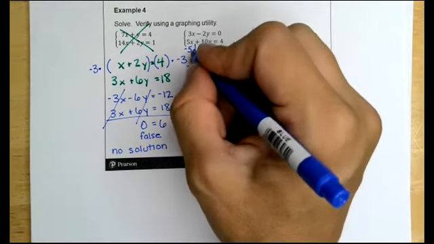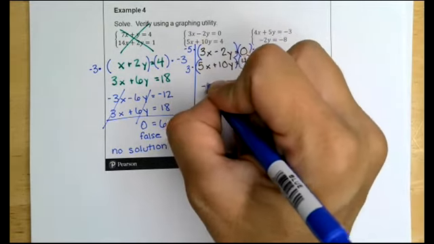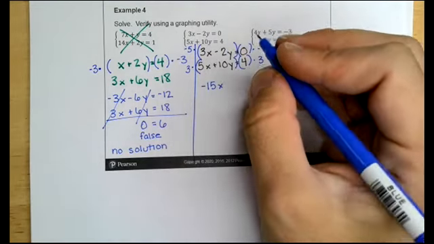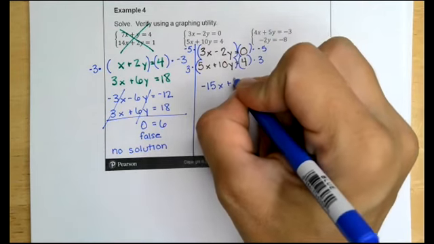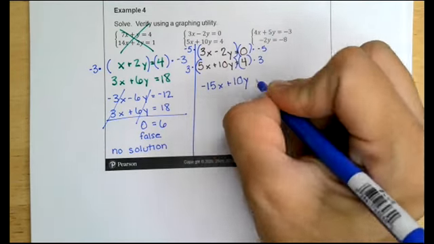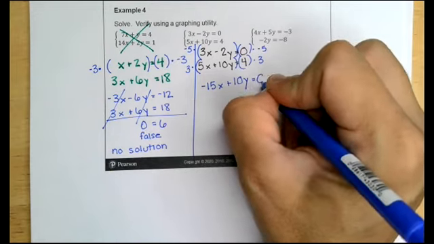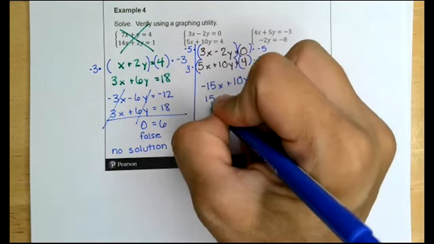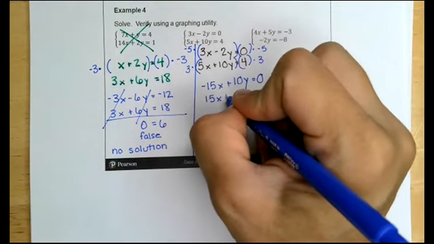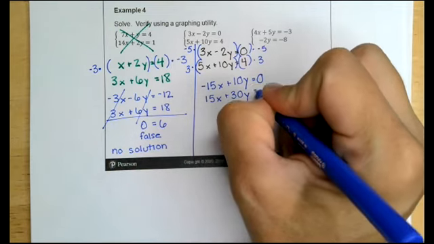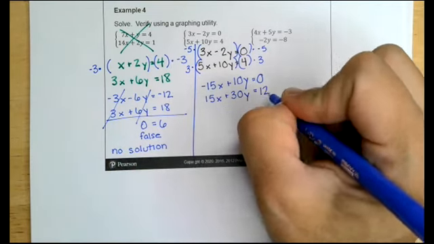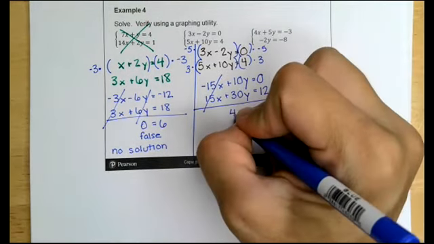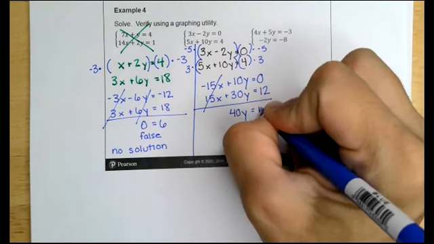Running out of space. All right. -5 times 3x is -15x. -5 times -2 is a positive 10y equals 0 times -5 is 0. 5 times 3 is 15. 3 times 10 is 30. And 4 times 3 is 12. We eliminated the x's, good for us. We have 40y equals 12.